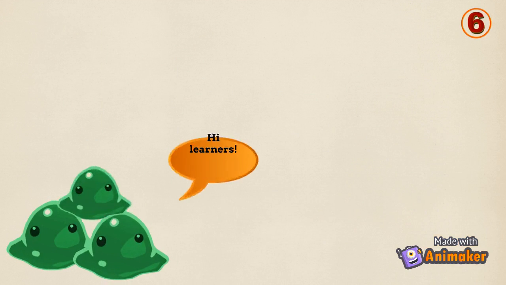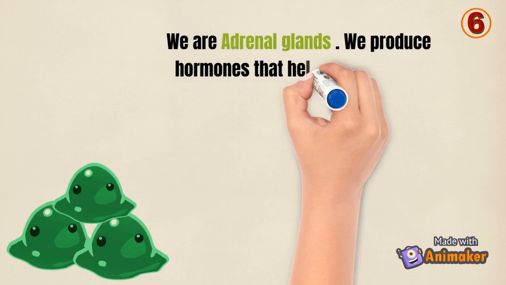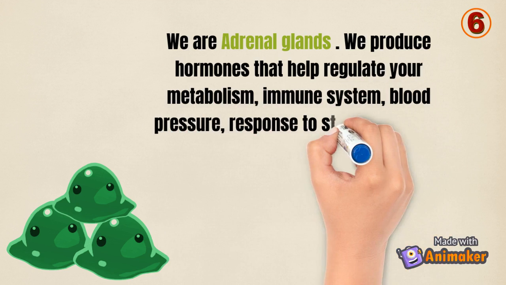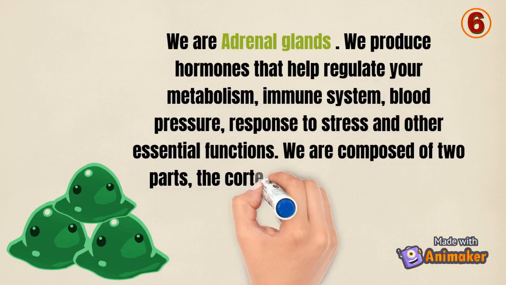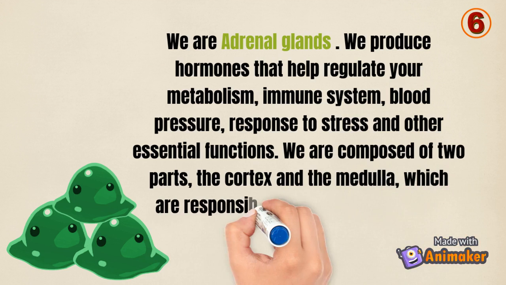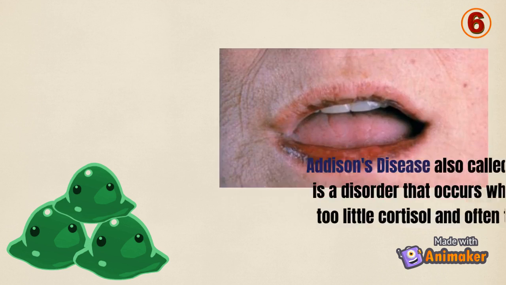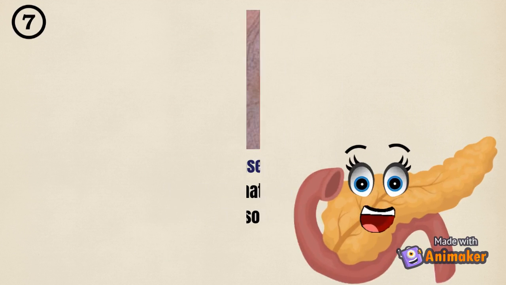6. Hi learners, we are adrenal glands. We produce hormones that help regulate your metabolism, immune system, blood pressure, response to stress, and other essential functions. We are composed of two parts, the cortex and the medulla, which are responsible for producing different hormones. Addison's disease, also called adrenal insufficiency, is a disorder that occurs when the adrenal glands produce too little cortisol and often too little aldosterone.